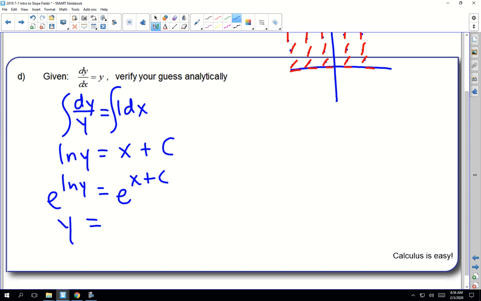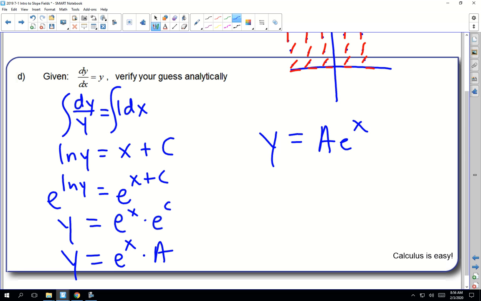And then here I have e to the x times e to the c. Remember that if the bases are the same, you add the powers. I'm now reversing that process. And e to the c is just another constant. Let's call it a. So we've got y equals e to the x times a, or y equals a e to the x. So in general, when I have a differential equation of the form dy/dx equals y, I end up with an equation y equal to some constant times e to the x, a e to the x.